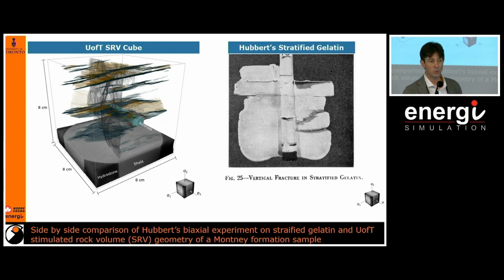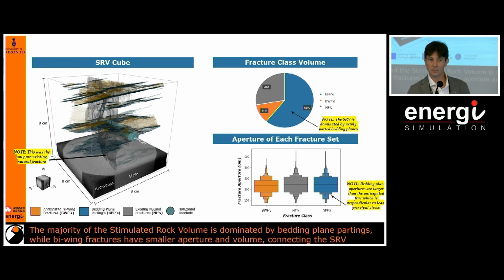We were able to see how the fracture developed, how our stimulated rock volume developed, and that has quite a bit of similarities with the discounted experiments that were present in the 1957 paper, where the interfaces actually had a role.